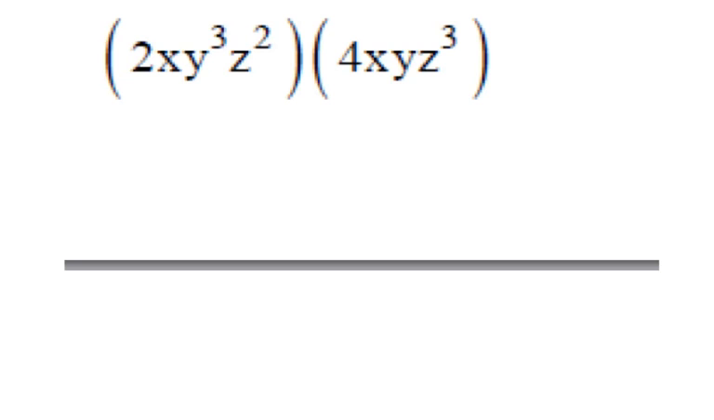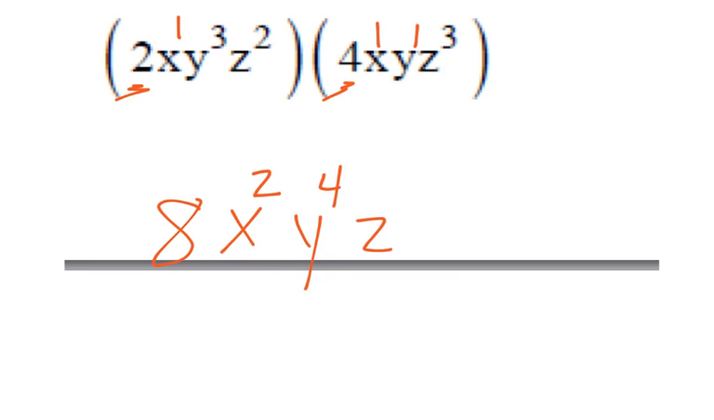All right, this is a refresher or a reminder of what we did in the last lesson. It's multiplication. You're going to multiply your coefficients, your big numbers at the front. So 2 times 4 is 8. You're going to add your exponents. Remember, if there's not an exponent, it's a 1. So x to the 1 plus 1 is 2. Y to the 3 plus 1 is 4. Z to the 2 plus 3 is 5.